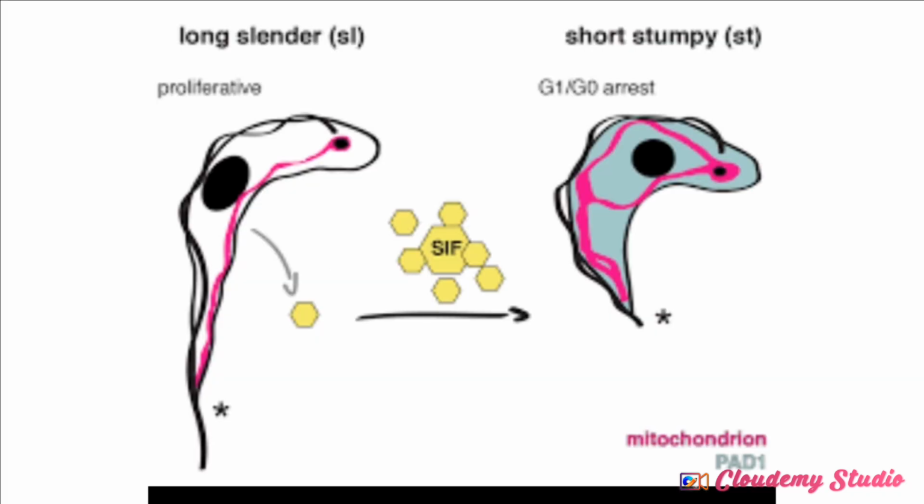You understand? I already talked about this. We have the short stumpy form and the long slender form. Are you getting me now? And that is all about Trypanosoma brucei.